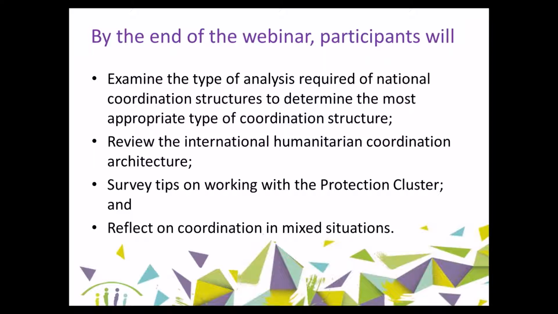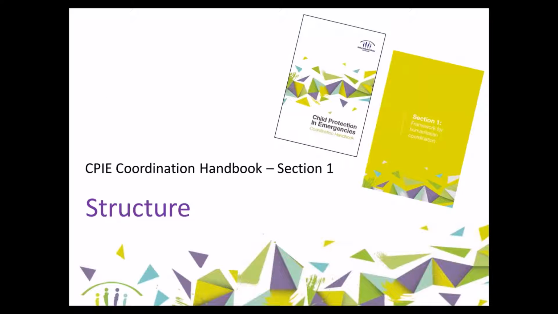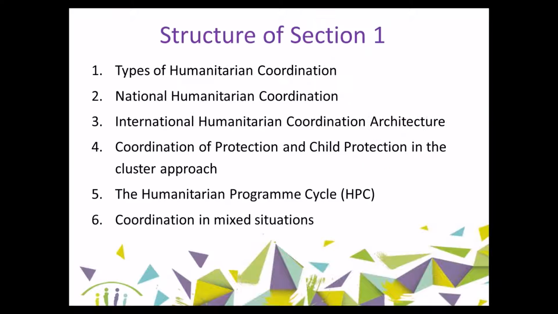Again, this is all based on the structure within the coordination handbook and section 1 of the coordination handbook, which has 6 components to it. The first component is the types of humanitarian coordination. The second is national humanitarian coordination. The third is international humanitarian coordination architecture. The fourth is coordination of protection and child protection in cluster approach. The fifth is the humanitarian program cycle, and the sixth is coordination in mixed settings.